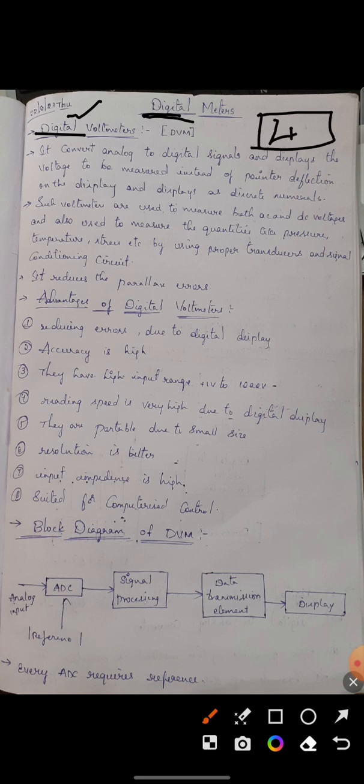Suppose the value is 4 volts, we will get 4 volts, but in analog it will represent 1, 2, 3, 4. We have to count the value and observe carefully, and then we will know the values. But in digital voltmeters there will be no problem like counting or whatever it may be.